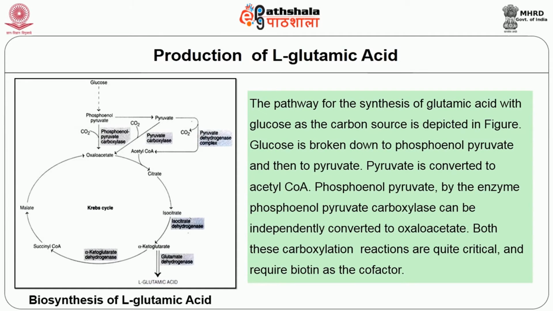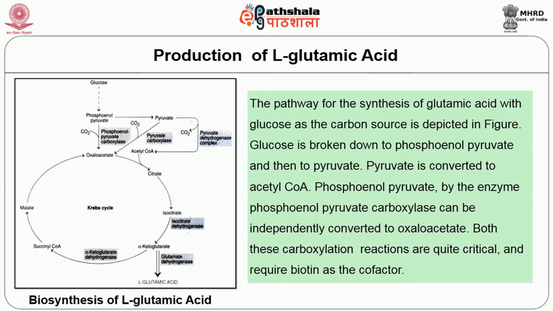Glucose is broken down to phosphoenol pyruvate and then to pyruvate. Pyruvate is converted to acetyl-CoA. Phosphoenol pyruvate by the enzyme phosphoenol pyruvate carboxylase can be independently converted to oxaloacetate. Both these carboxylation reactions are quite critical and require biotin as the cofactor.